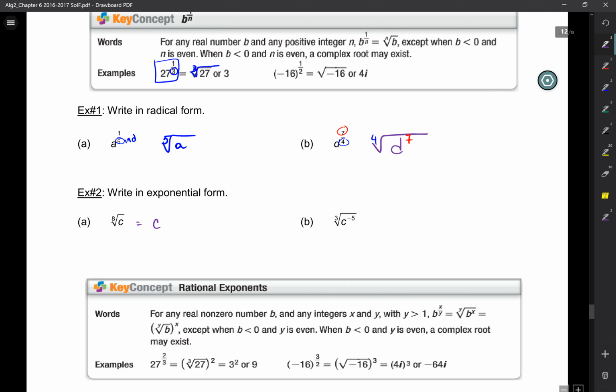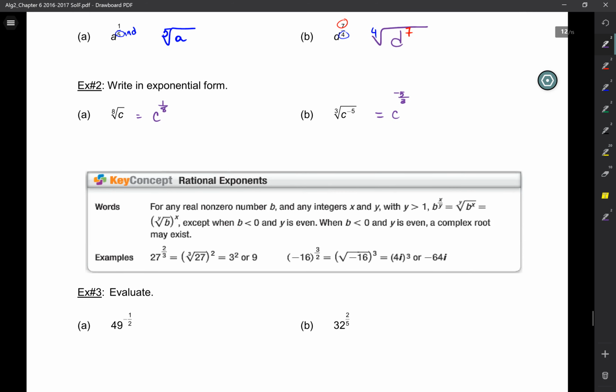All right. How would we write the next one in exponential form? C to the power of 1/8. And here, c to the power of -5/3. All right? Well, we're later going to learn that we actually are not allowed to have negative exponents. For now, we're just rewriting. I'm just going to leave it at this point, okay?